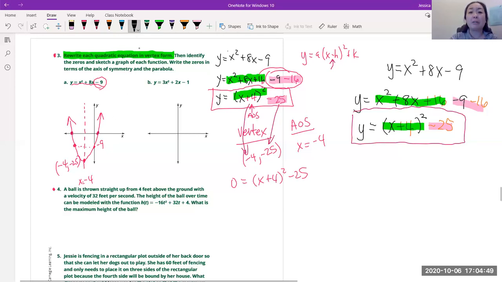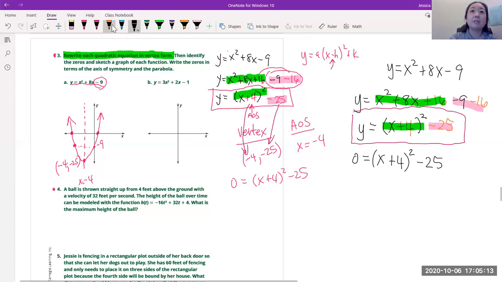Like, Miss Lee, we've been doing that this whole time. I'm like, you're right. Remember, instead of setting the standard form equal to 0 and then completing the square this way, we already completed the square, right? Let's just use this one. So we're just going to go 0 is equal to (x + 4)² - 25. Let's just solve for it, okay?